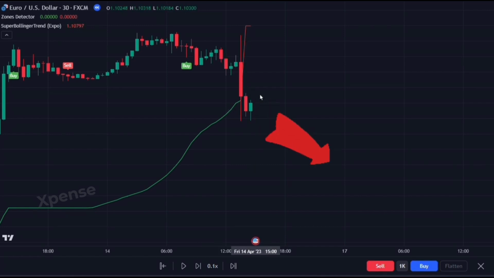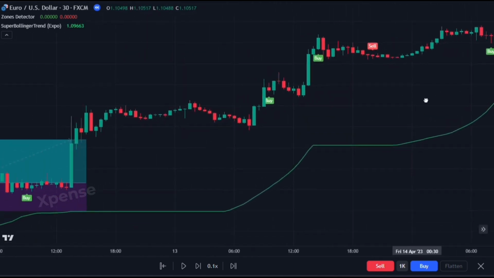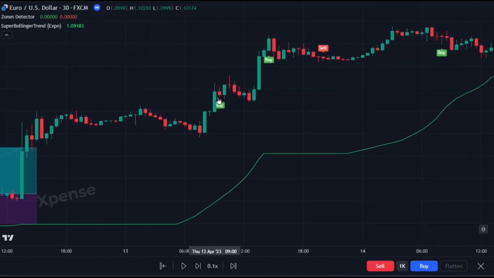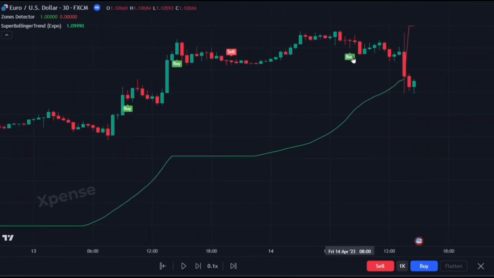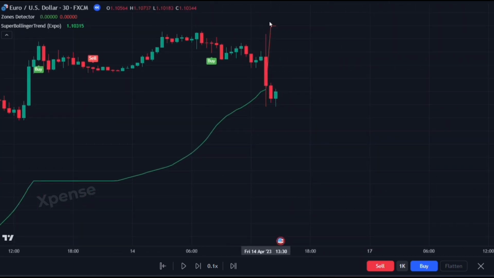Now let's revisit the sell setup. Just as we wait for a buy label during a bullish trend, the reverse applies to bearish trends. After the Super Bollinger Trend turns red, we wait for a buy label to indicate retracement. The next sell label confirms the continuation of the bearish trend, signaling an entry opportunity.